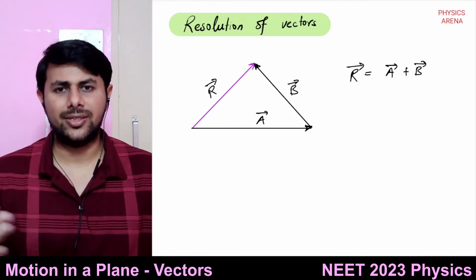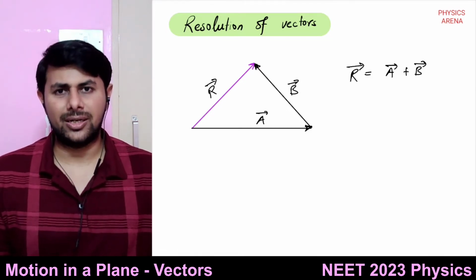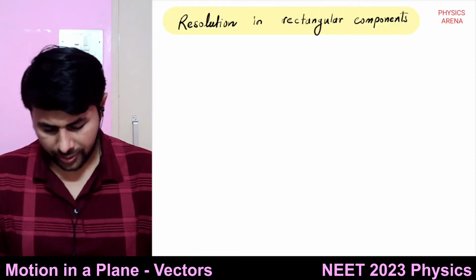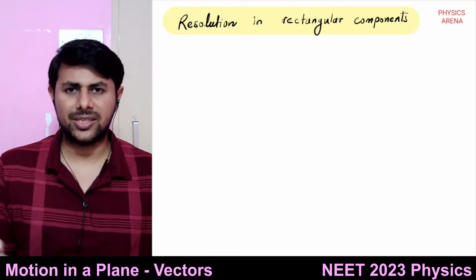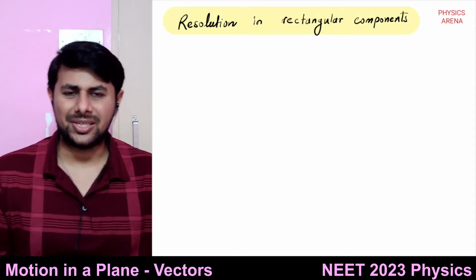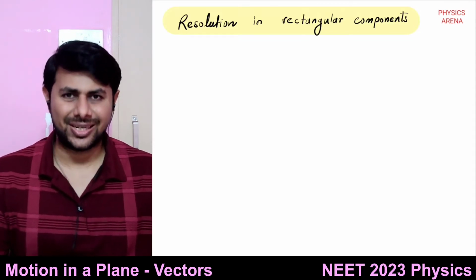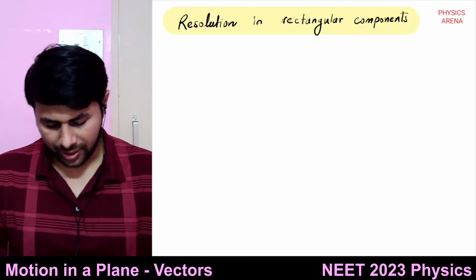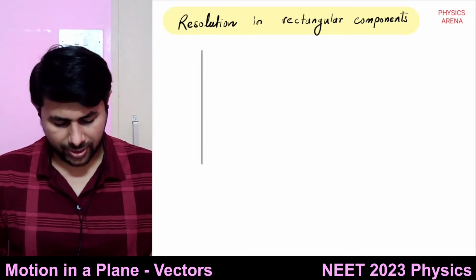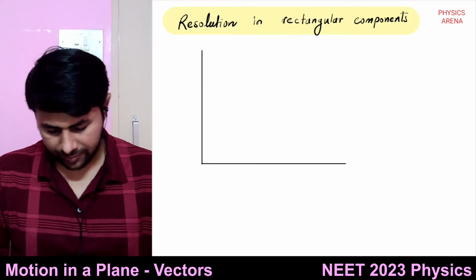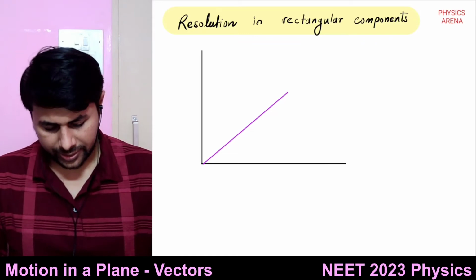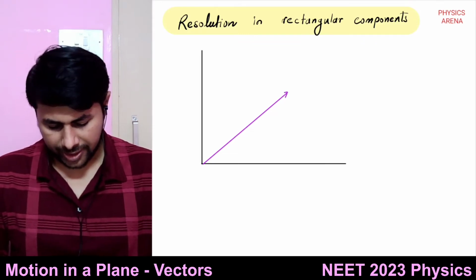But we are interested in a particular kind of resolution, and it is known as resolution in rectangular components. And why so? It's because this kind of resolution is easy. It is convenient for addition, subtraction, etc. Okay. So see, what is resolution in rectangular components? So I will draw x-axis and y-axis. And let's suppose I want to resolve this vector. This is my R bar.